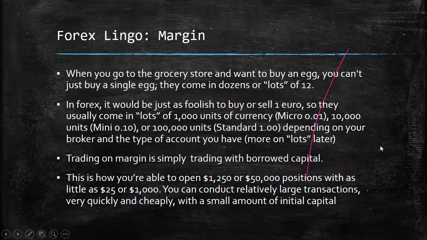And then trading on margin is simply trading with borrowed capital or using leverage from your broker. And this is actually how you're able to trade or open, you know, $50,000 positions with as little as $1,000. It's because of the leverage.